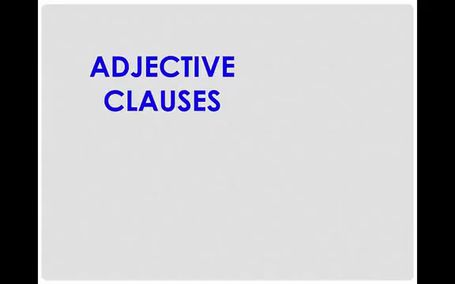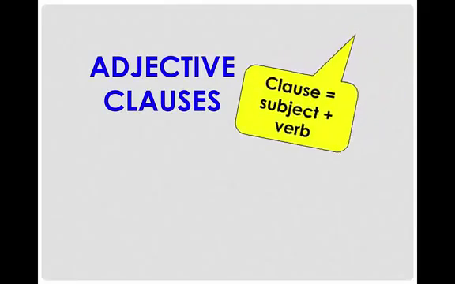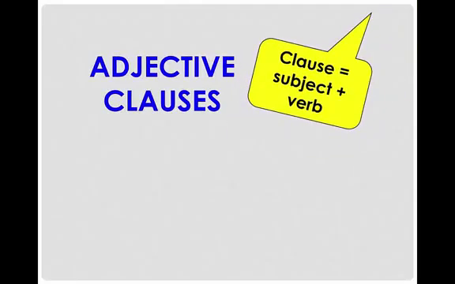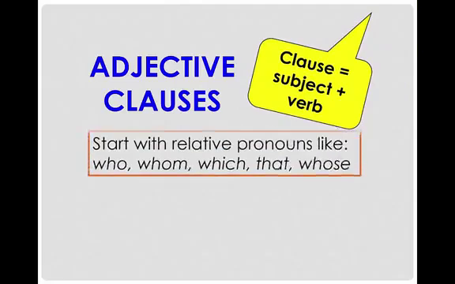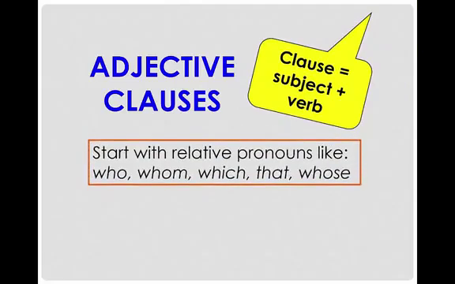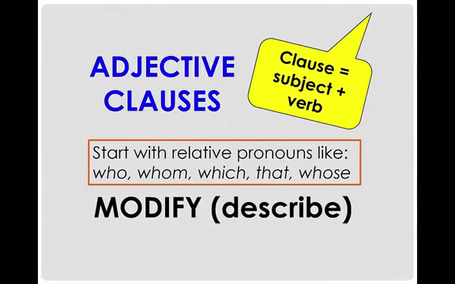Now, adjective clauses are clauses, so they are made up of a subject and verb. And they start with relative pronouns like who, whom, which, that, and whose. But what do adjective clauses do? Well, they modify, or in other words, describe nouns.